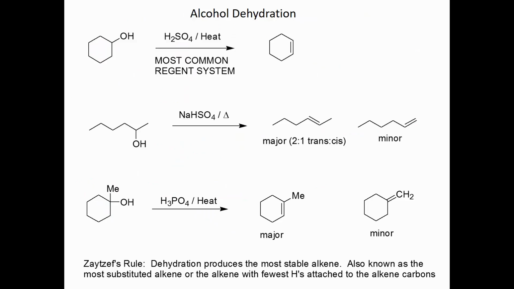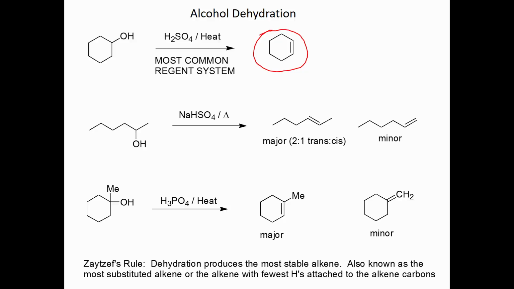Here are some sample equations for dehydration. Notice that the acids are different. The top one uses sulfuric acid and heat. That is the most common reagent system that you see employed for this transformation. Some other acids that often are used are the monoconjugate base of sulfuric acid, sodium bisulfate, which is shown in the second equation, and phosphoric acid, which is shown in the third equation. The simple system involving cyclohexanol is going to make cyclohexene, as you see here.